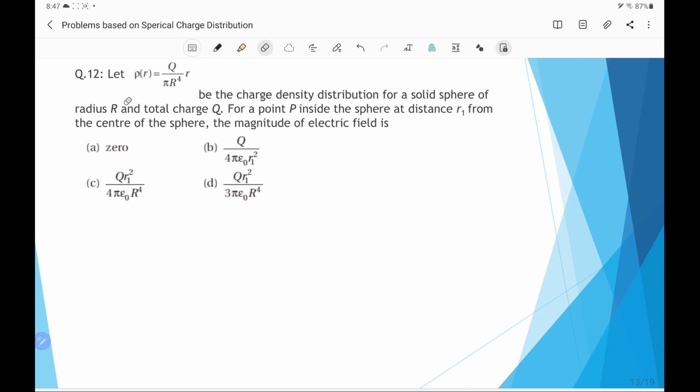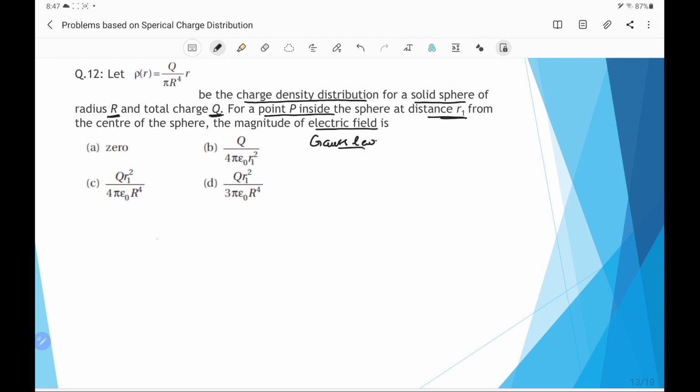Next question is, let rho(r) = Q/(πR⁴) r, where r is small r, be the charge density distribution of a solid sphere of radius R and total charge Q. For a point P inside the sphere at a distance r1 from the center of the sphere, the magnitude of the electric field is. To find the magnitude of electric field, we will use the Gauss law.